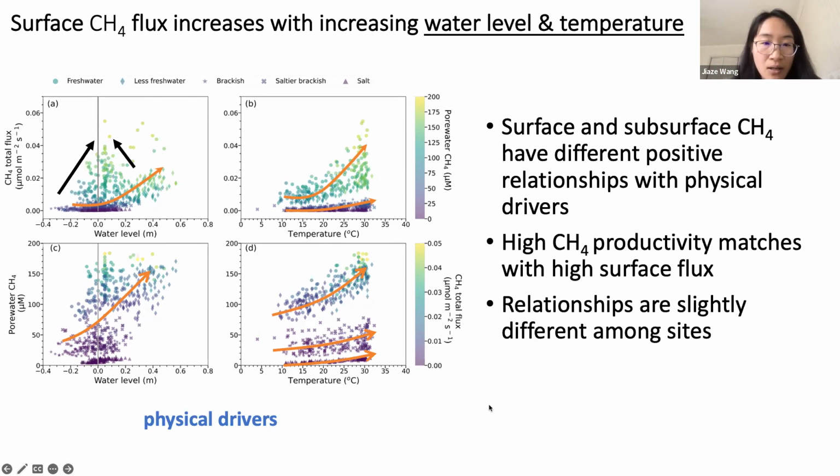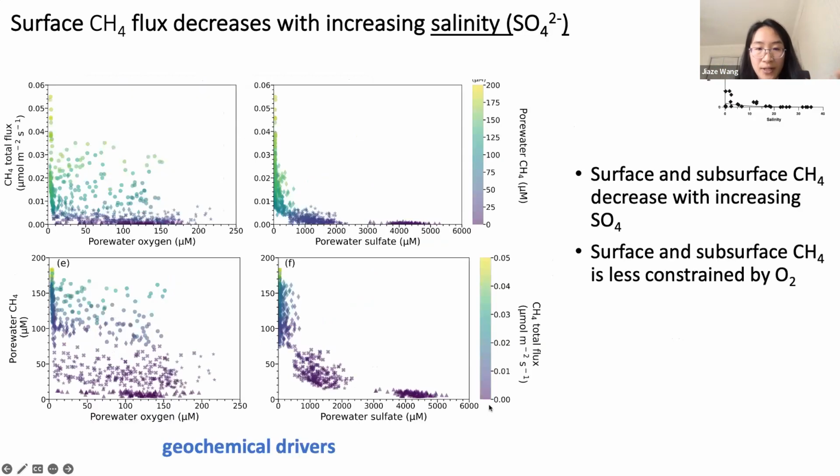So this is just the physical driver relationship. Now I plot the methane flux and pore water methane against the pore water chemistry and other geochemical drivers, because for methane production or consumption, pore water oxygen is thought to be a very critical inhibition factor in freshwater environments, and pore water sulfate is another important inhibition factor in salty or brackish environments.